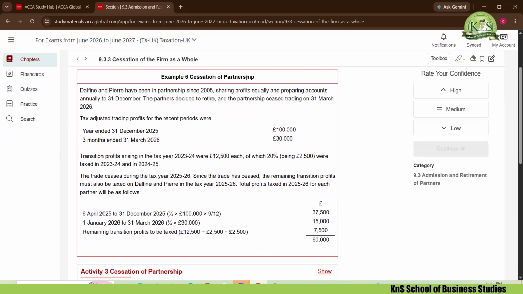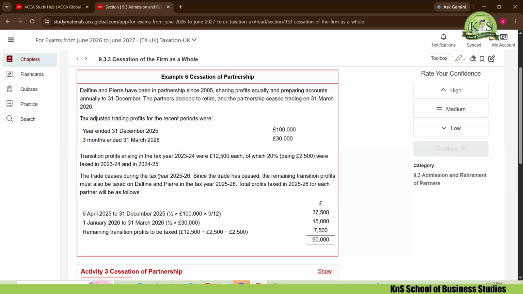In a partnership business, there's a difference between a new partner coming in or one partner going, but over here it's a succession of partnership. So Delphina and Perry have been preparing accounts to 31st December. Partners decided to retire on 31st March. Tax adjusted profits have been given to you. This is for your full year, and this is just for the 3 months because they did not complete another year. Transition profits, they have already given you.